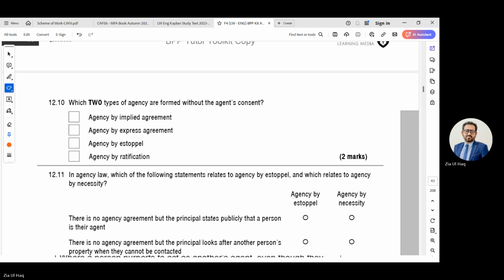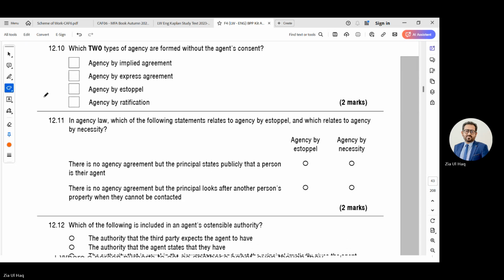12.10. Which two types of agency are formed without the agent's consent? Implied, express, both consents are required. Estoppel, he is saying he is my agent, he is my agent, and he is not aware. In ratification, he has performed some transactions.